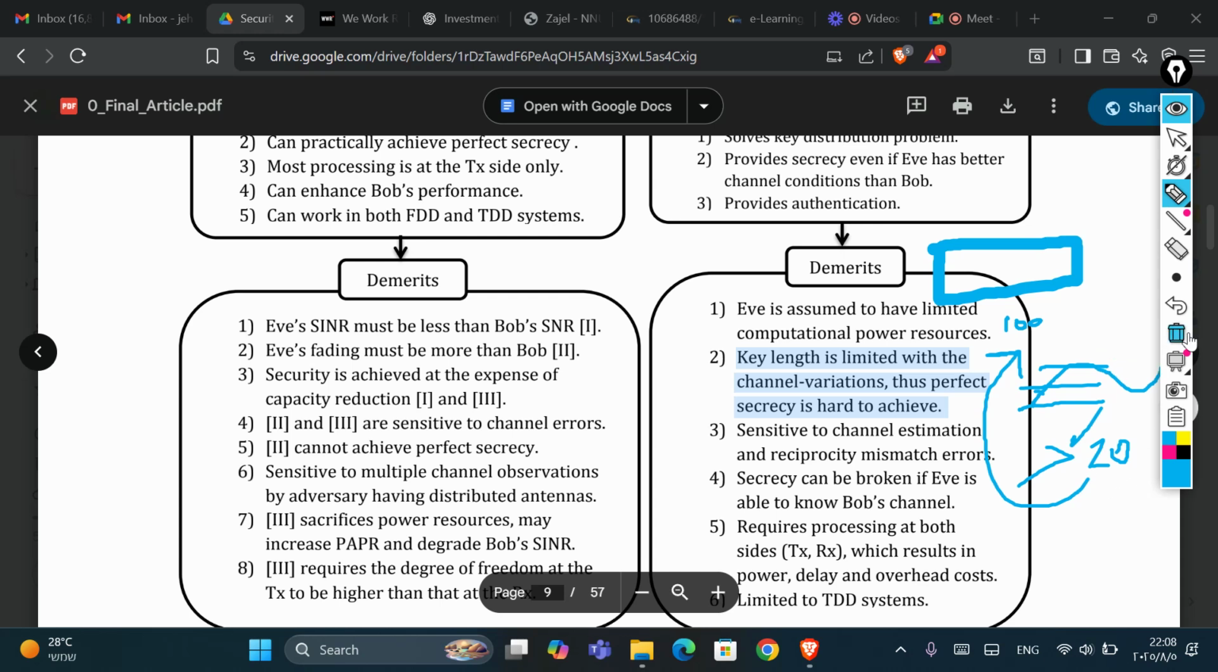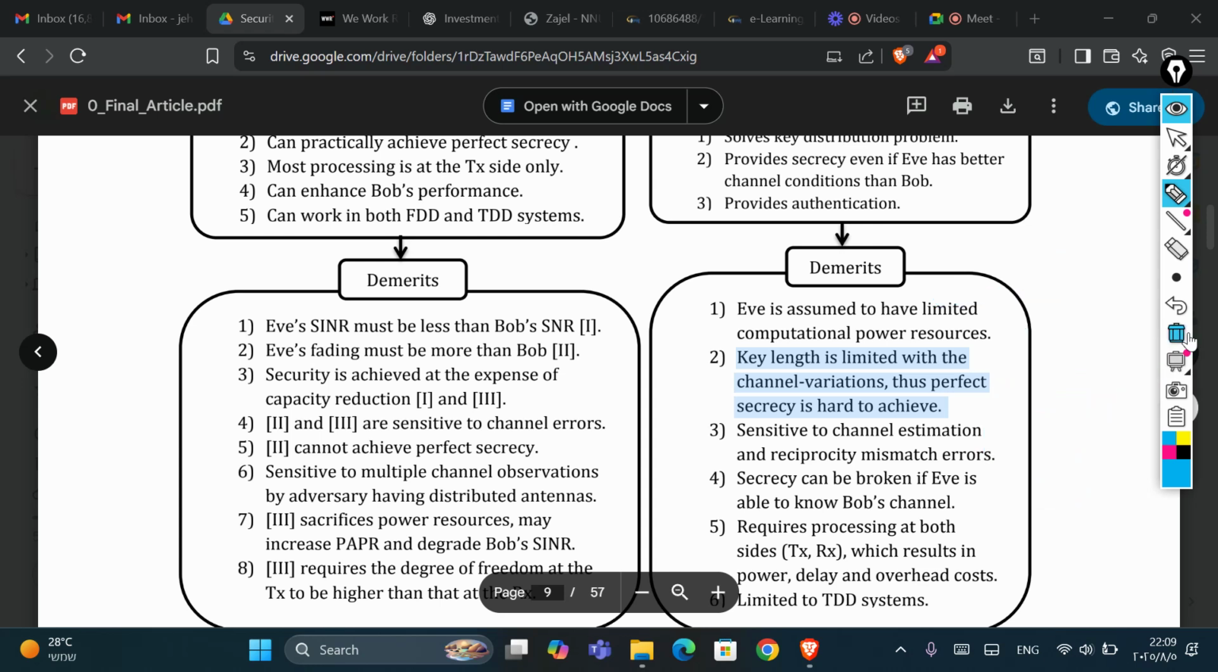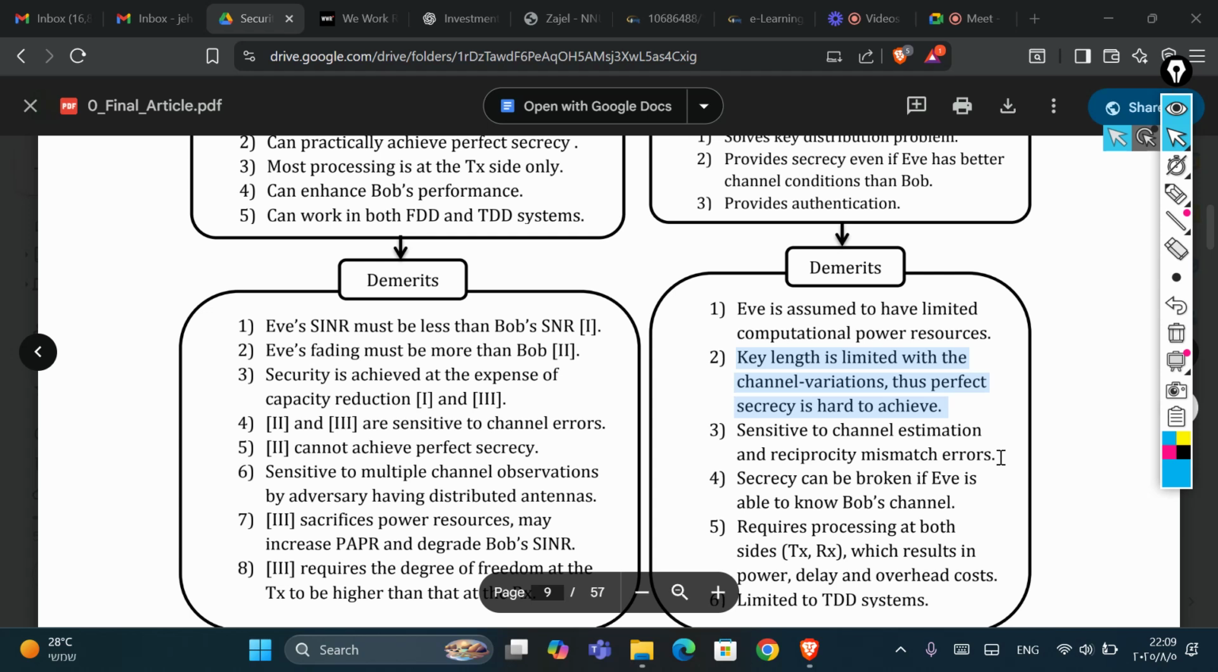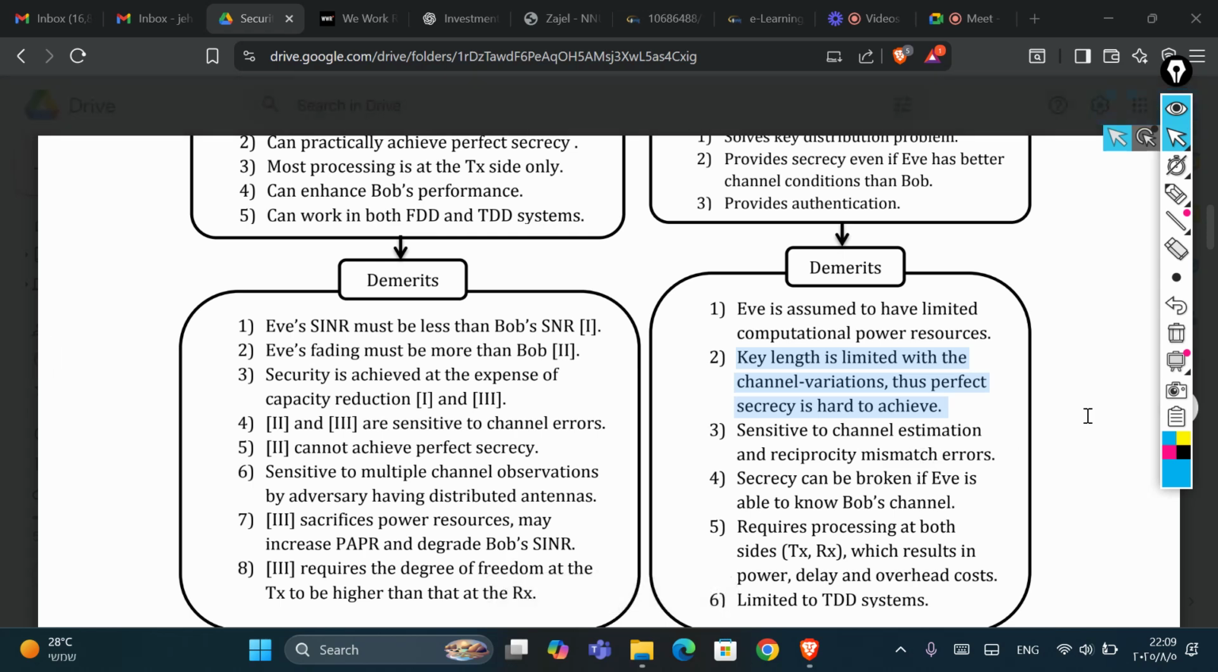That's related to point number two. What about point number three? It says that this approach, this category that we call key-based or complexity-based approach, is sensitive to channel estimation and reciprocity mismatch error. This is a really good point. What do we mean by it's sensitive to channel estimation and reciprocity mismatch error?